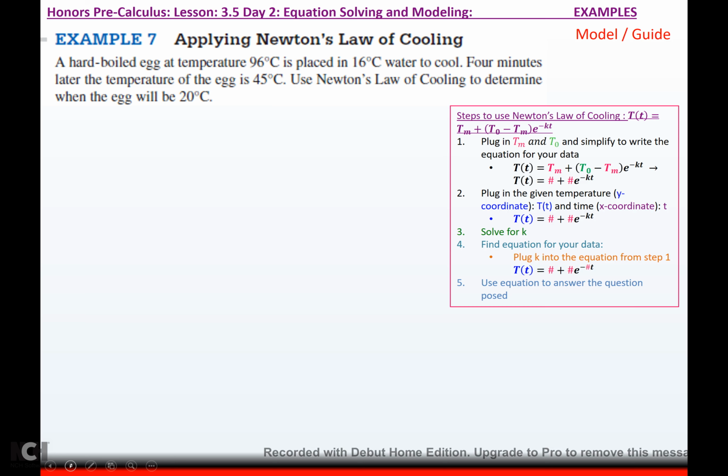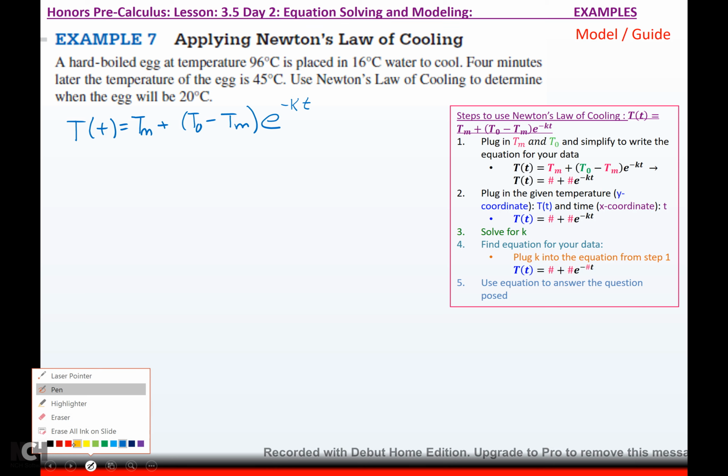Alright, so first thing, here's my formula. The temperature of the medium plus, the final temperature will be the temperature of the medium plus the initial temperature minus the temperature of the medium times e to the negative kt. Okay, so first of all, I've got to figure out k.